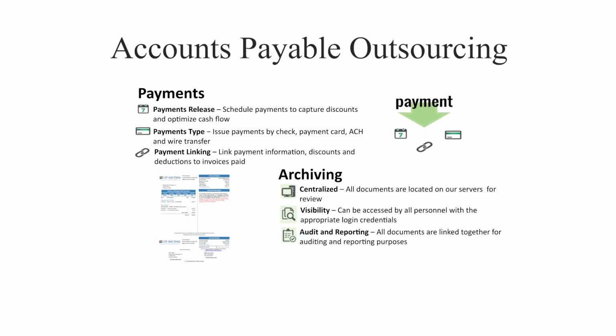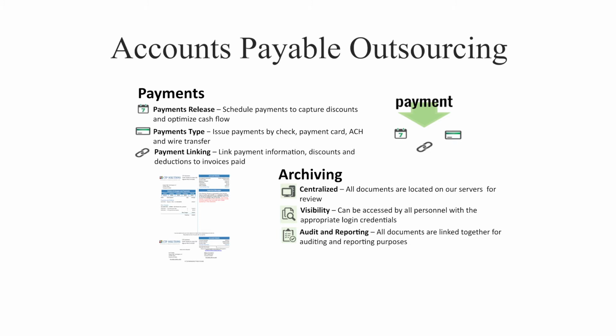The optimization of the payment process is an area of importance that is often overlooked. Payments are made to optimize vendor discounts that are available. Payments can be made by either check, ACH, payment card, or wire transfer. All payments are linked to the document set that is required to validate the payment details. Archiving is a central repository for all supporting documents for the processed AP transactions.